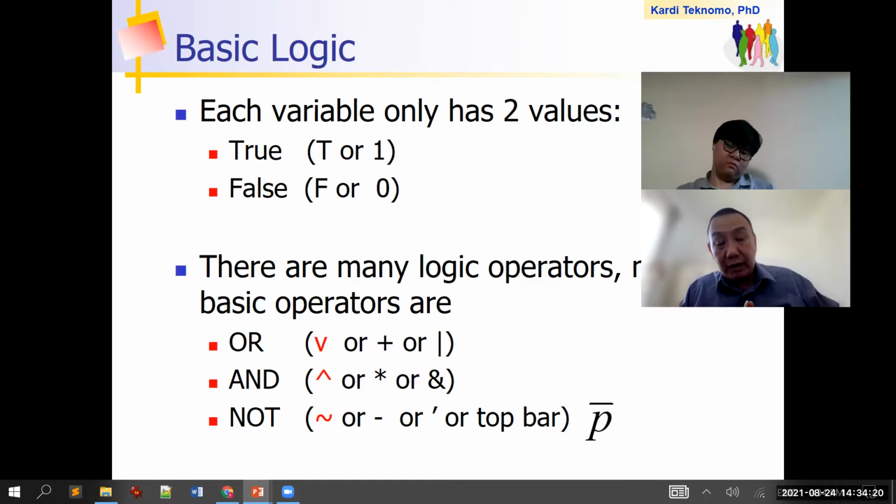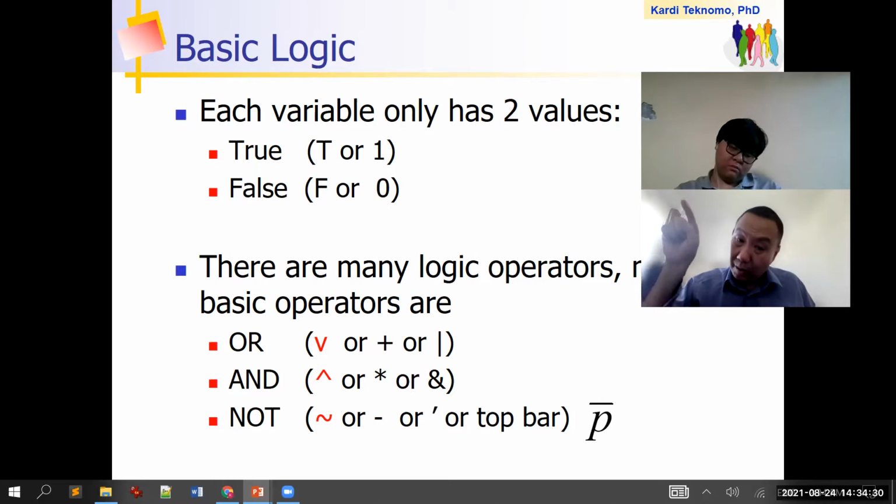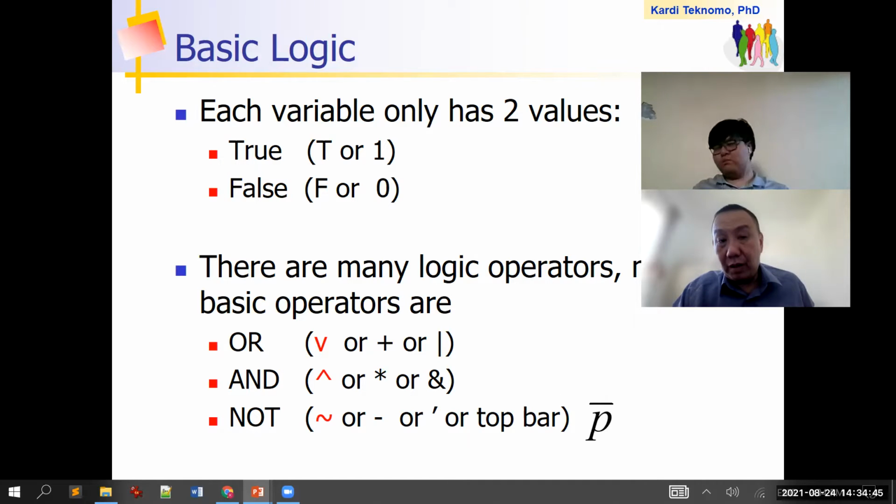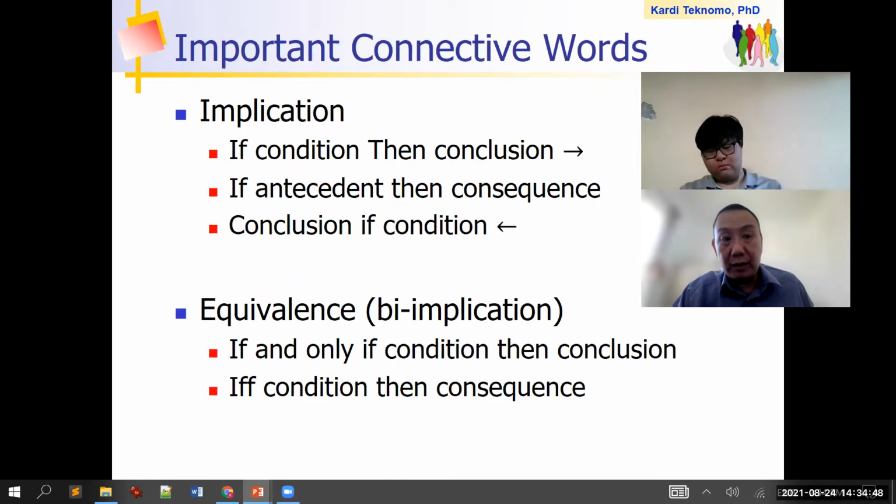Next, another important logic operator is called NOT, which is negation. The symbol will be a tilde, or minus, or apostrophe. Sometimes I will use a bar on top of the variables. These all represent negation, or NOT. And two more logic operators, which are implication and biimplication. So these are the 5 logic operators that you will learn throughout this course.